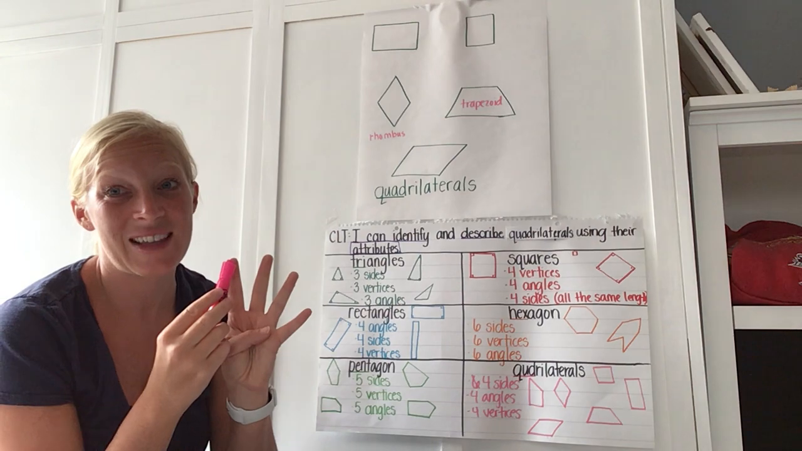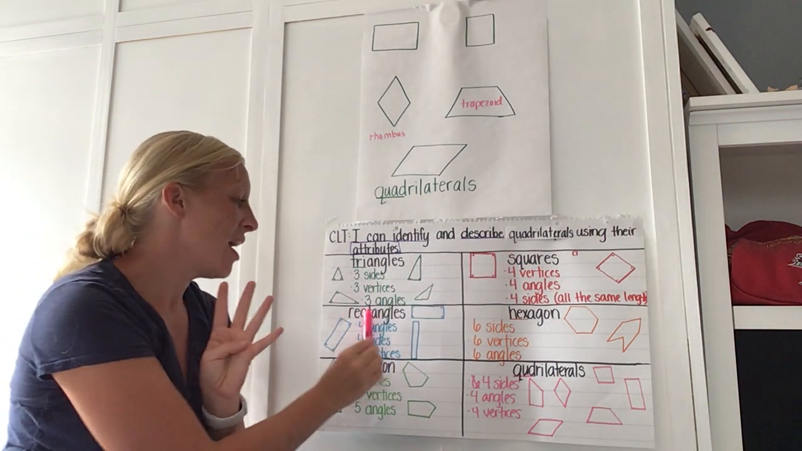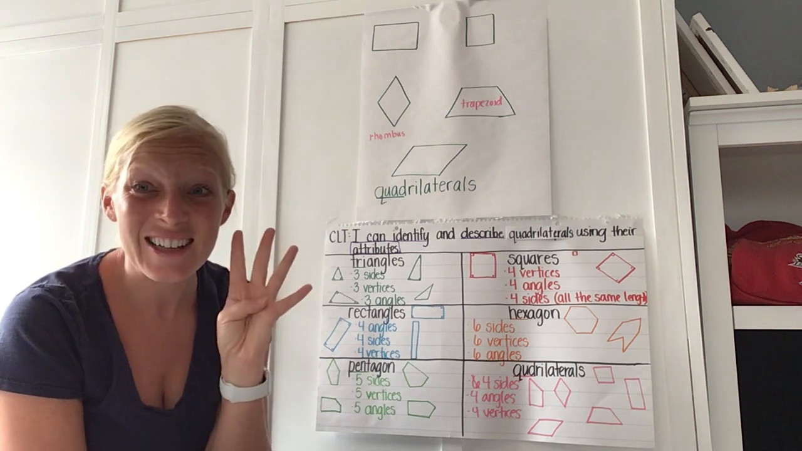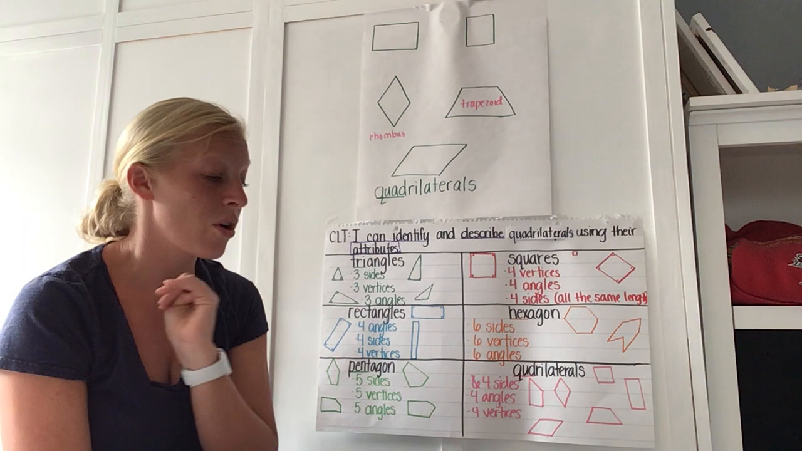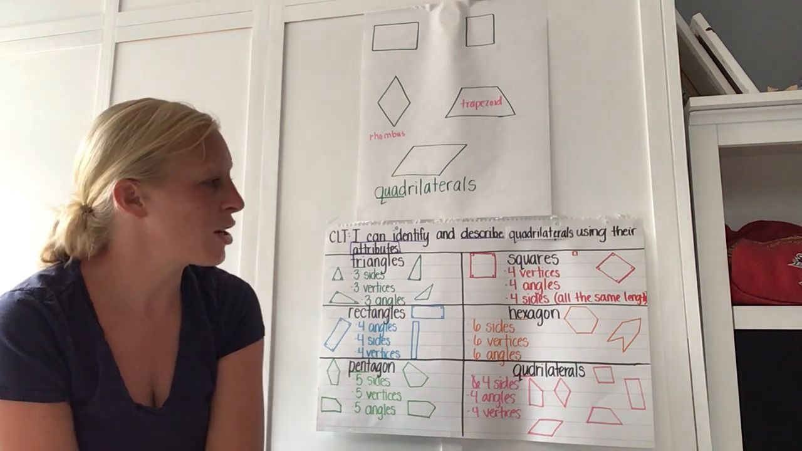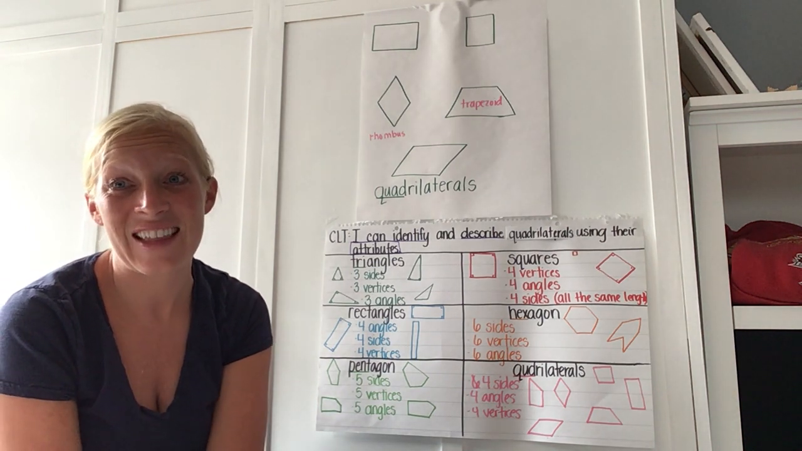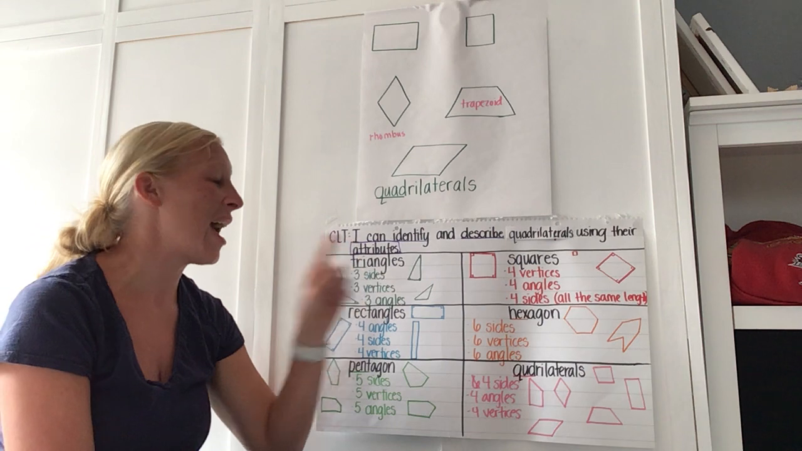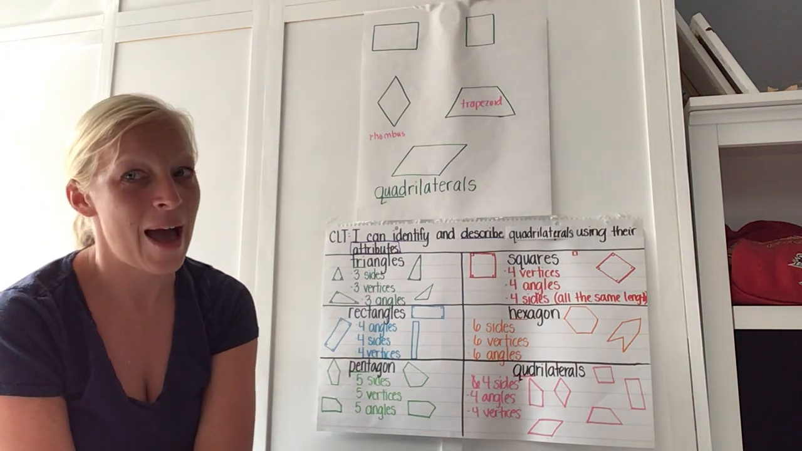Does it have 4 sides? And remember, we might see some squares and rectangles in that quadrilateral group. It has to have 4 sides. Remember to sort, and I want you to make sure that you're telling your partner how you know that it fits in that category. We want to be using those attributes to tell where they're going to go. Happy sorting!